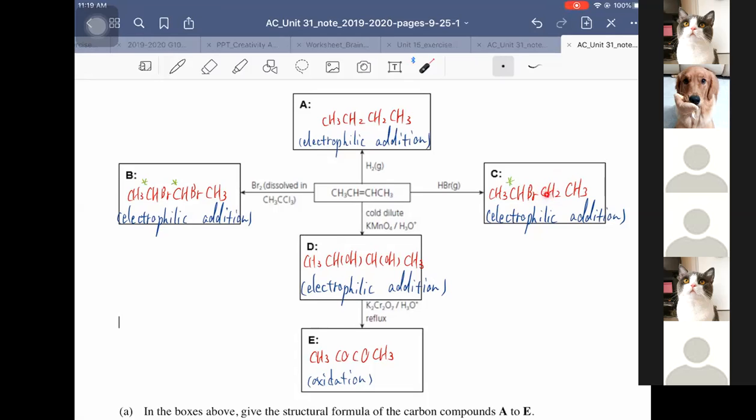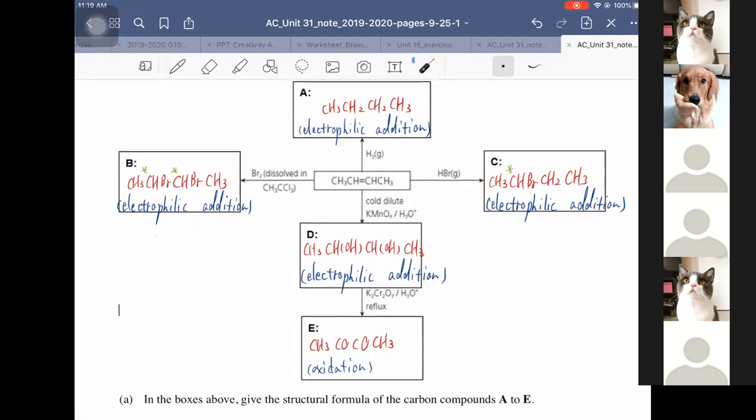Okay, this is not a chiral carbon. Only the one I put the green star on is the chiral carbon. But for this molecule, since it has one chiral carbon, it can be a chiral molecule.